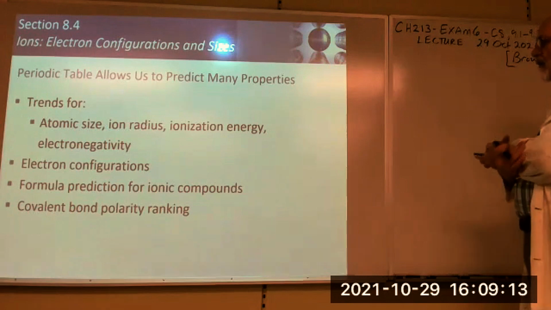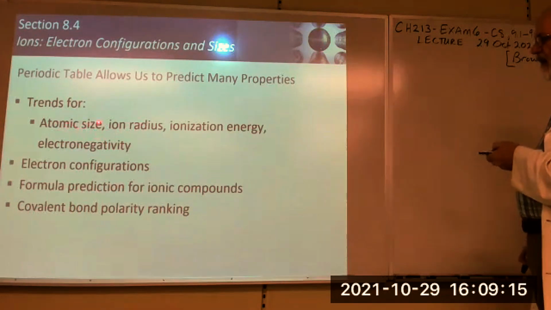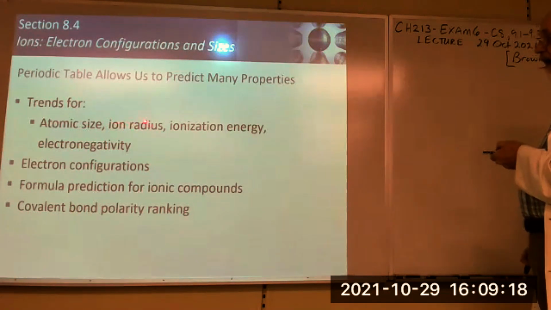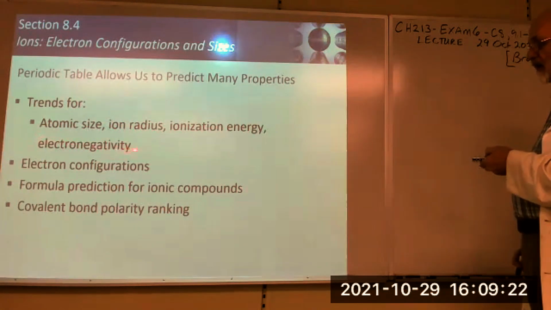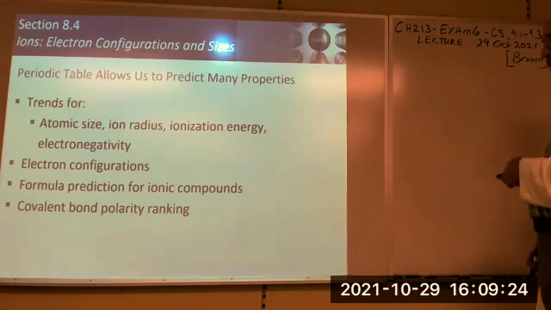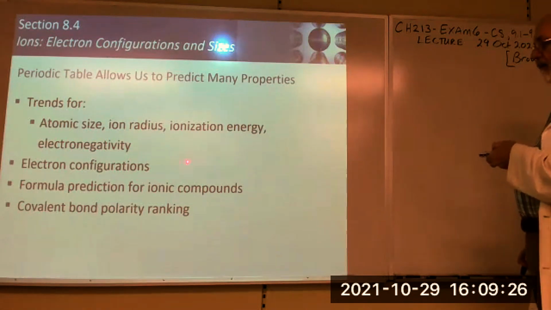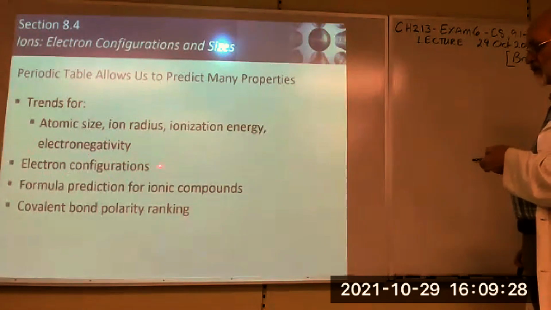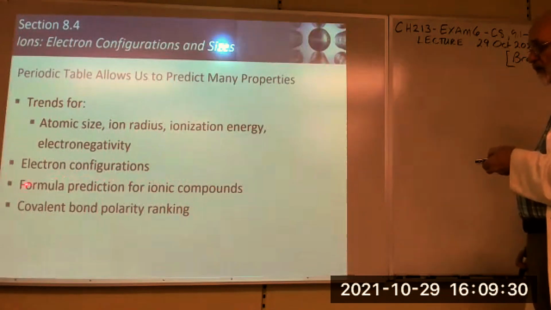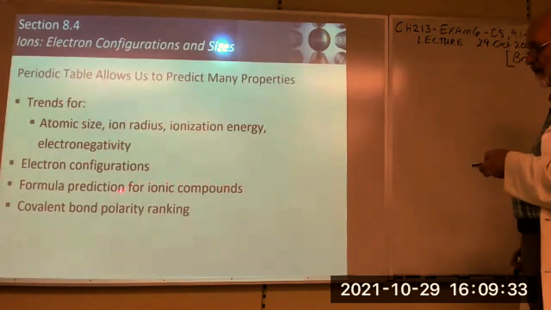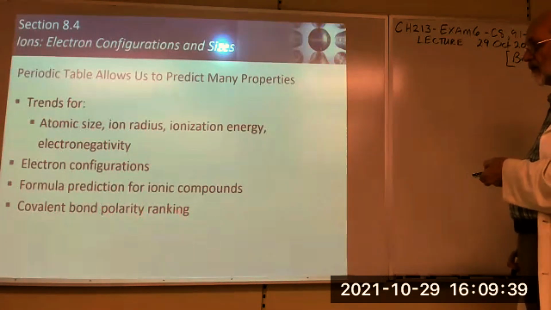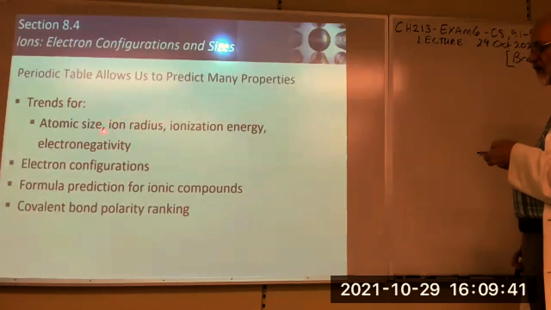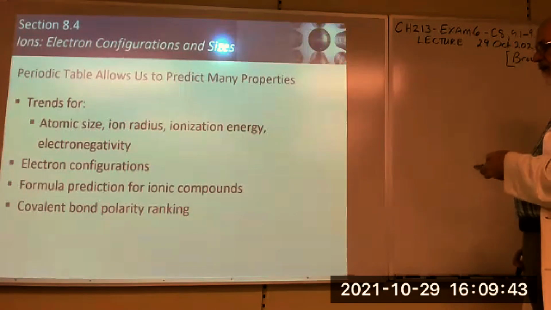Okay, we've talked about these already. Atomic size, ionic radius we haven't talked about. We've looked at ionization energy and electronegativity as a trend in the periodic table. We know how to do electron configurations. We know how to predict the formulas for ionic compounds. And we know covalent bond polarities and how to rank those. The one we haven't talked about very much is ionic radius.